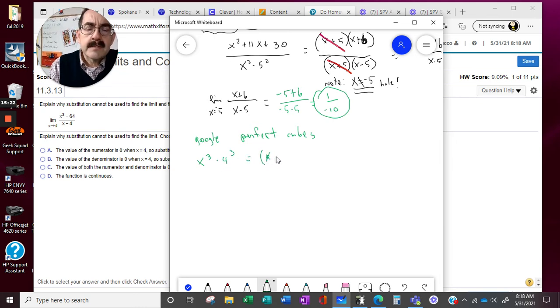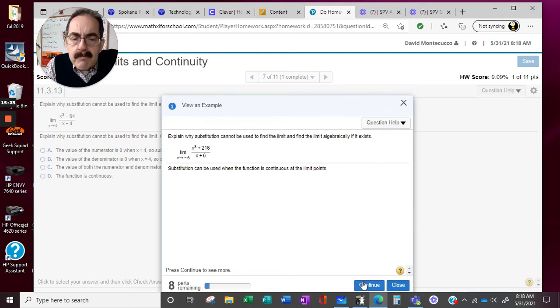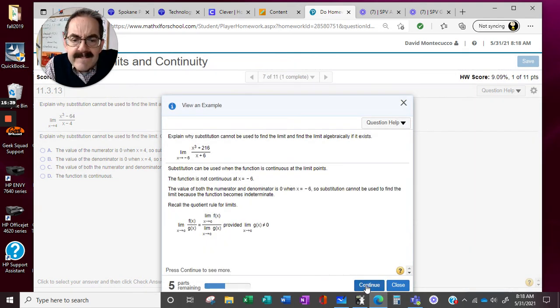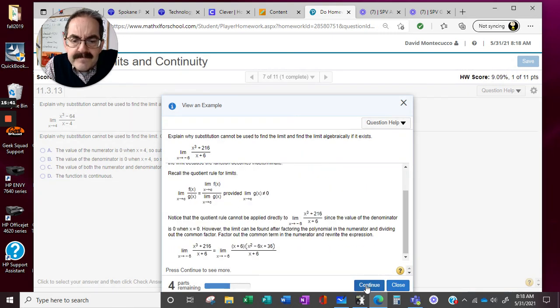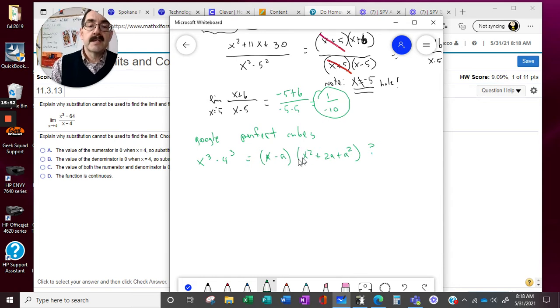Here's what x minus a, x squared plus ax plus a squared. Let's see if they tell us in our help. I don't remember my perfect cubes. Okay, when it's minus, it's plus, plus, minus. Okay, plus, minus. So this is right.